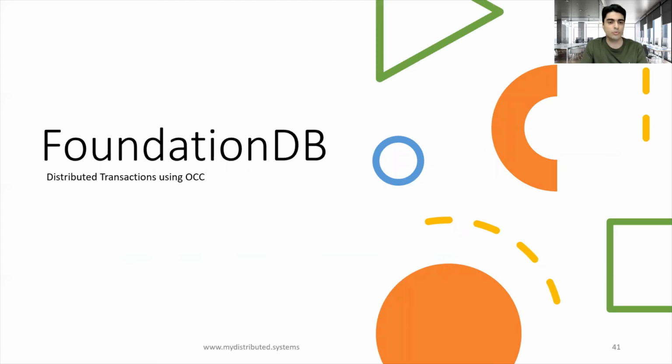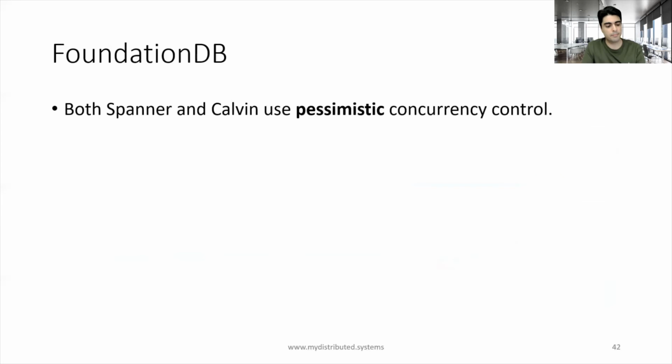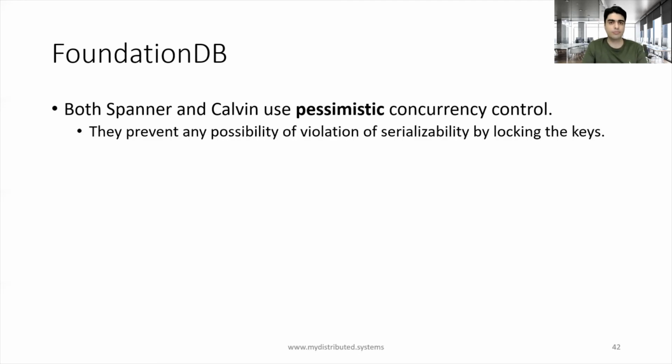Okay, so now let's go to the final solution, or I mean the third solution for this problem, which is FoundationDB. Both Spanner and Calvin use pessimistic concurrency control. So they prevent any possibility of violation of serializability by locking the keys, right? So they lock the key, and by locking the key, they eliminate any possibility for violation of serializability.